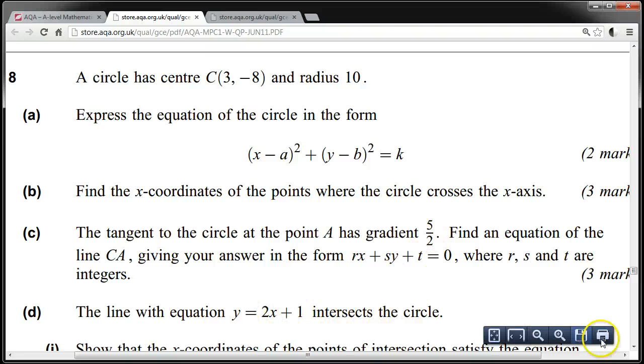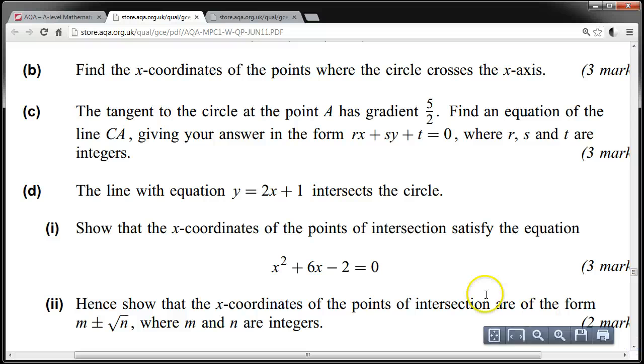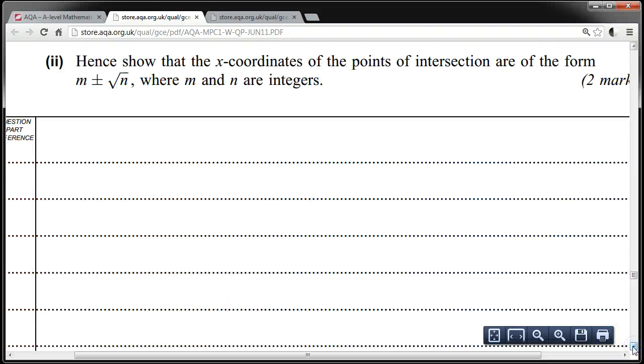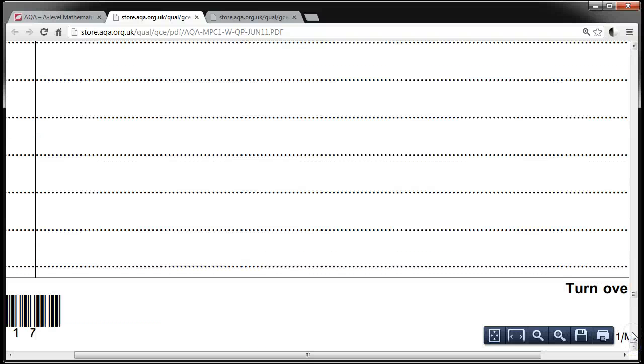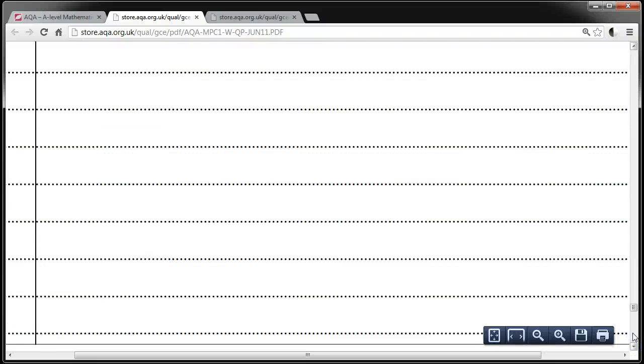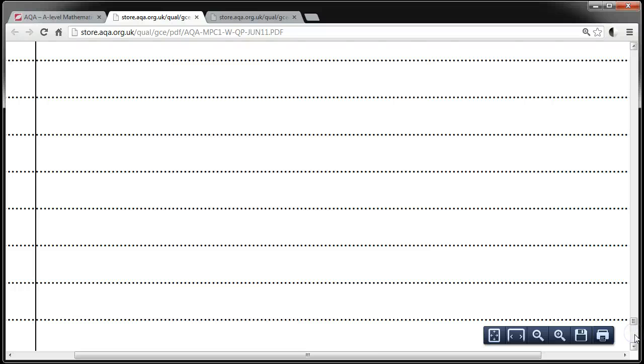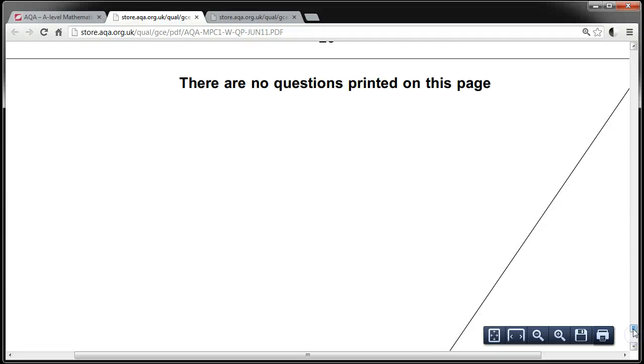This line intersects the circle, so we need to show that it satisfies this. So a line and a circle intersect, and it will cross at 2 points. And these are of this form here, is what the question is really trying to lead us into. So that's that question there then. And that's probably, I think, the end of the paper. So there's 8 questions, as I say, in this paper as such.